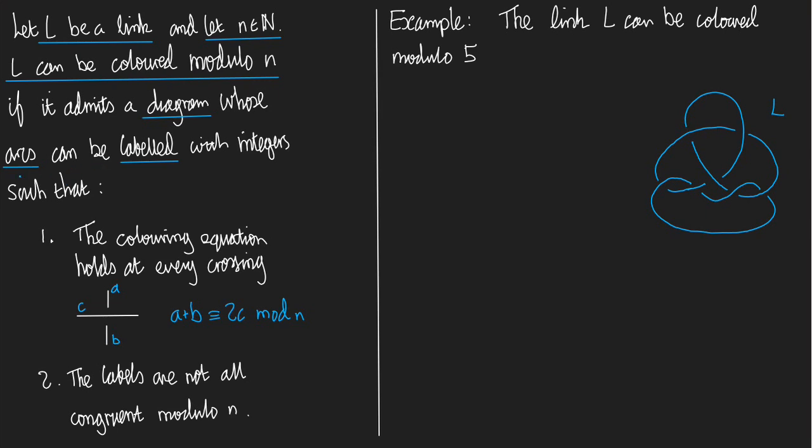Now, what do I mean when I talk about labeling the arcs with integers? Well, let's have a look at this example over on the right. So this link L that I've drawn, its arcs, well, let me show you an example. Here's an arc. It's what you get by starting at a crossing, going out along one of the understrands, and stopping when you meet another undercrossing. So here's another arc. And in total there are 7 in this diagram.